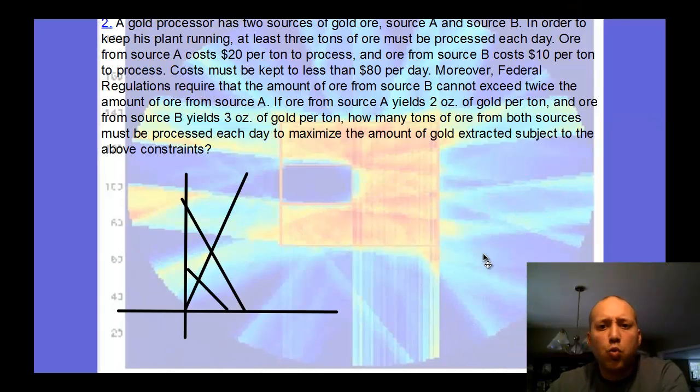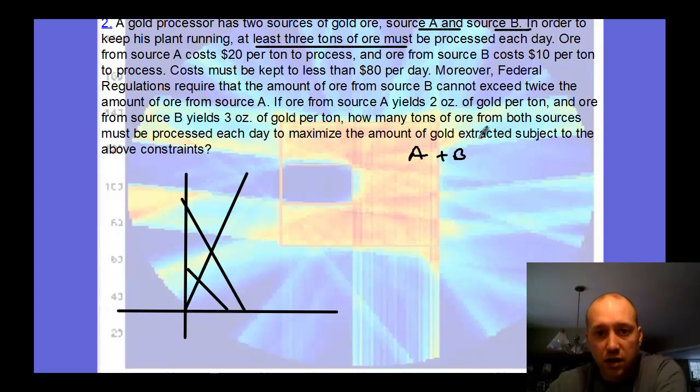I'll quickly try to get through one more problem here. A gold processor has 2 sources of gold ore, source A and source B. And in order to keep his plant running, he needs at least 3 tons of ore. So A is the amount of tons from one source, B is the amount of tons from the other source. So the amount A plus the amount B that they're going to be processing has to be greater than or equal to the 3 tons they need.